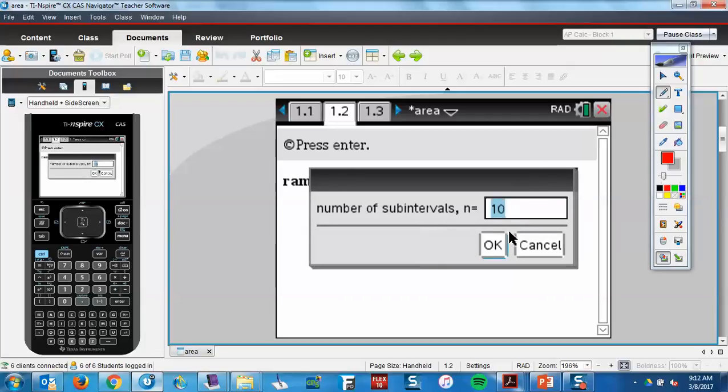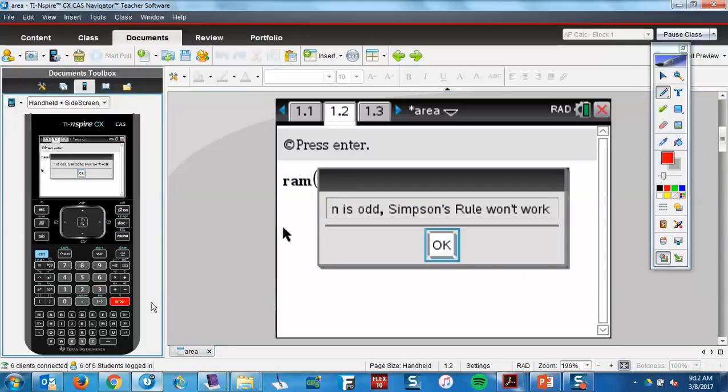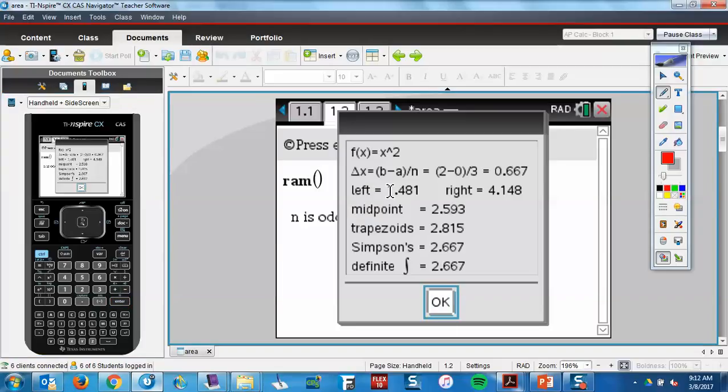And then how many subintervals? We did 3. Remember we did an L3 and R3, right? So let's type in 3, hit enter. Now we get an error message. It says Simpson's isn't going to work because it's odd. That's fine. We did S6 when we did Simpson's yesterday, I think. But let's hit OK. And there, remember those numbers, 1.481, 4.148? Remember we worked those out? 2.593 was a midpoint, 2.815 is a trapezoid. Now it gave us a Simpson's.